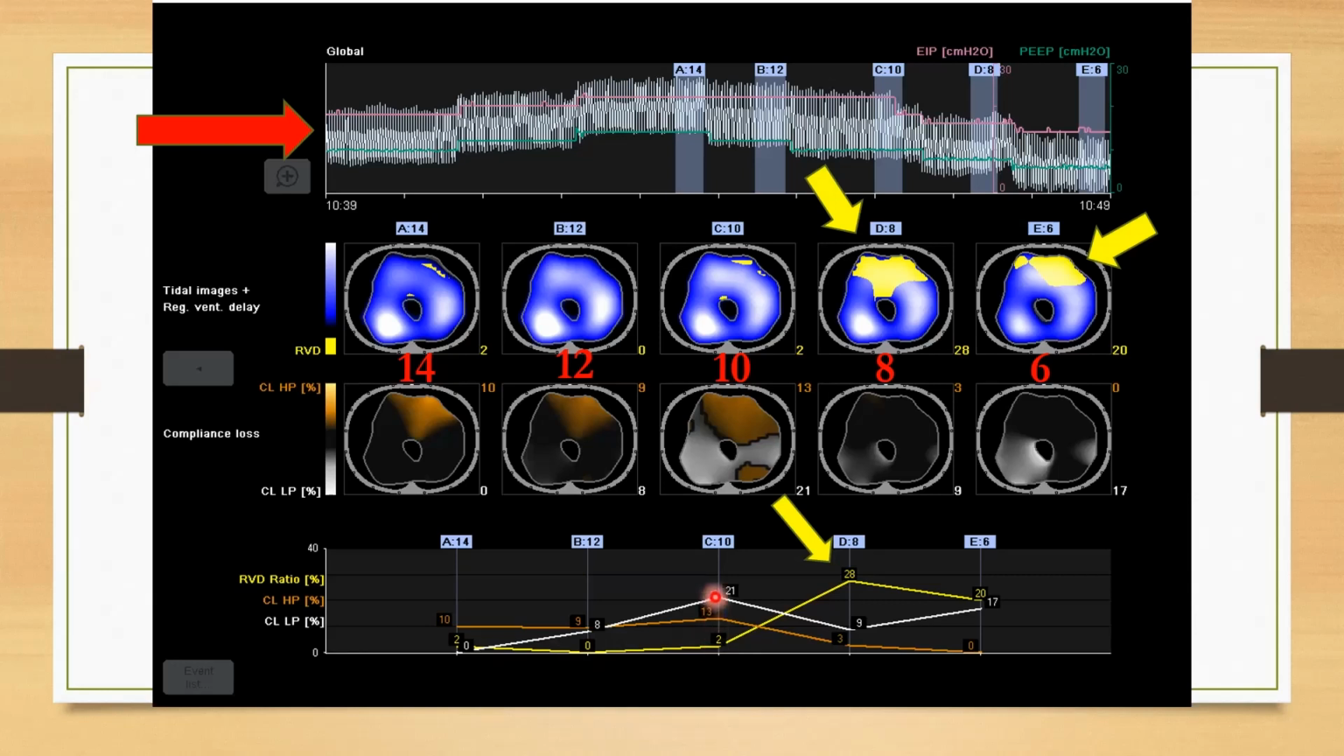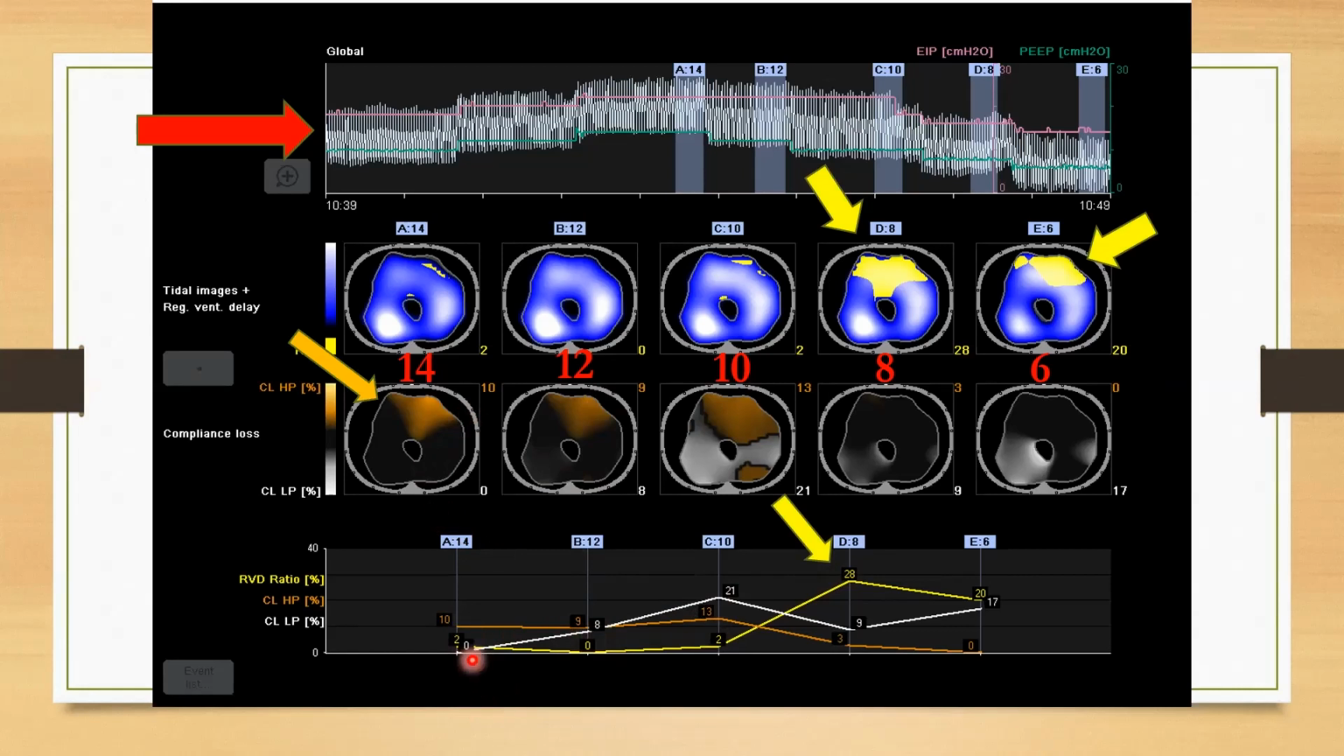So I know 6, 8, and 10 are not ideal. Then I come over here and I evaluate 12. There's 9% compliance loss over in this region, very minimal loss here. So the ideal PEEP is actually close to 14. There's zero loss of compliance at the base.